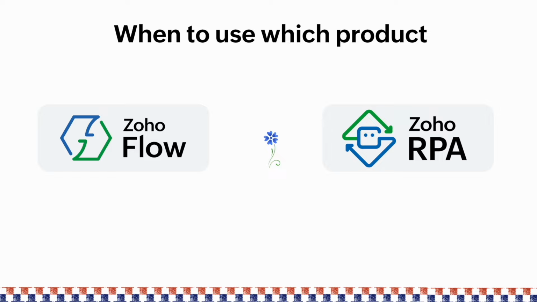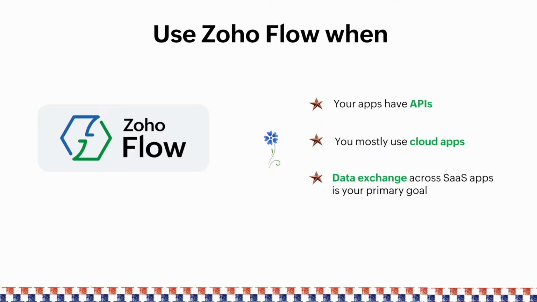The next part is, when do you use Flow? When do you use RPA? Because we get people confused as to when you have API. When you are using cloud apps, use Flow. There have been cases where people say, I want to automate everything using UI. No. Don't go a roundabout way. When there are APIs available and when you have cloud apps, use Flow.